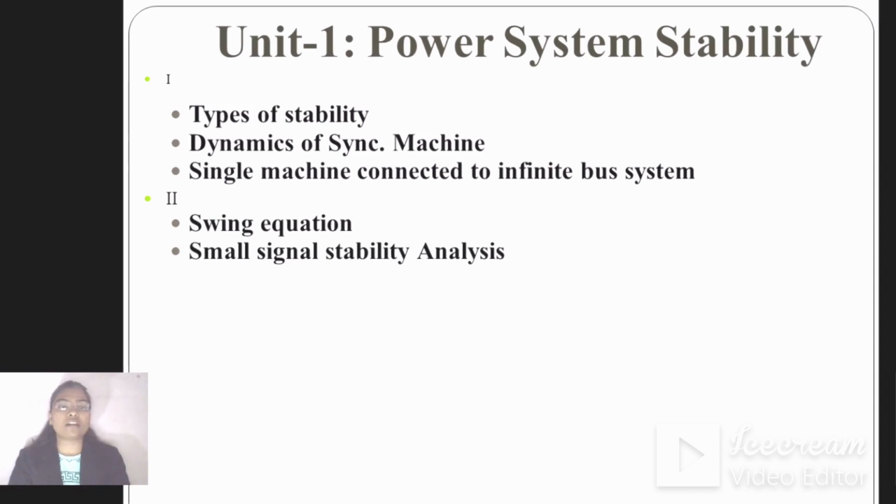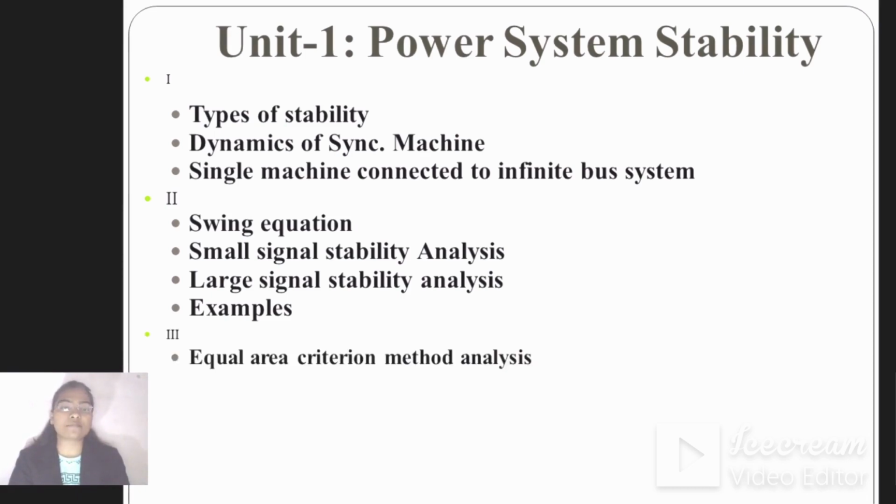In the second part, it is the swing equation, small signal stability analysis, large signal stability analysis, and we need to see a few numericals on small signal stability. Up till now, till module 2, we have completed the swing equation, and in this module, we are going to start from small signal stability analysis.